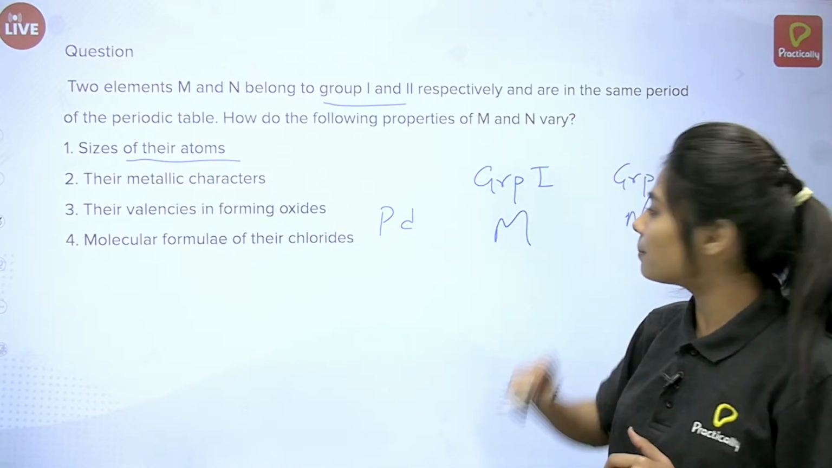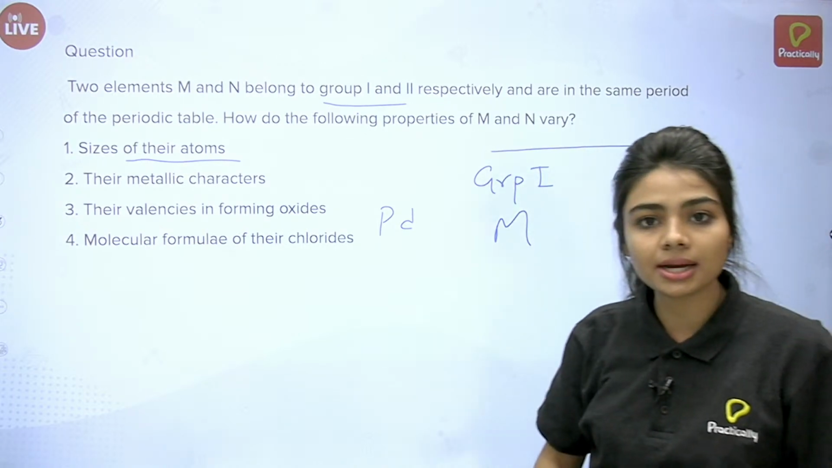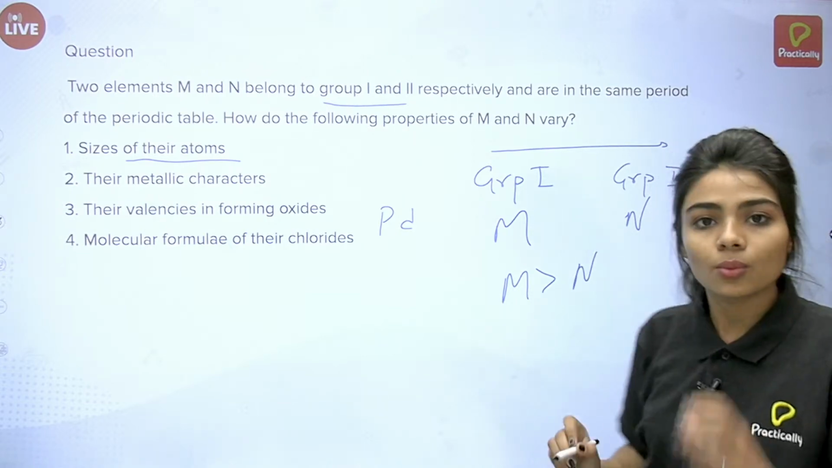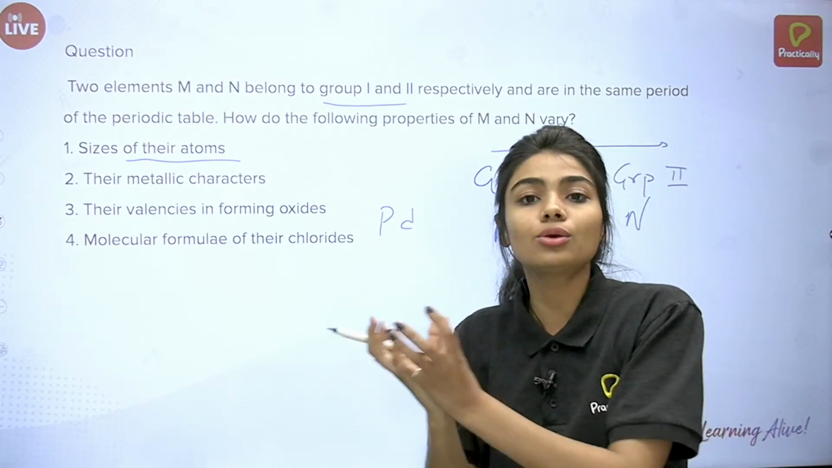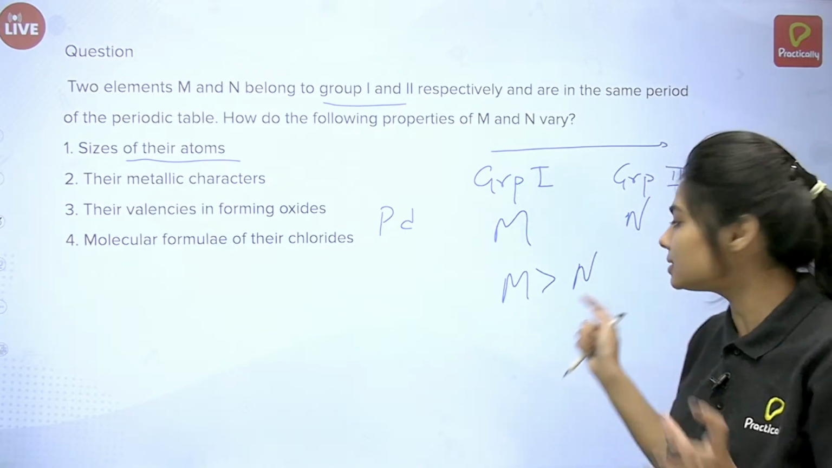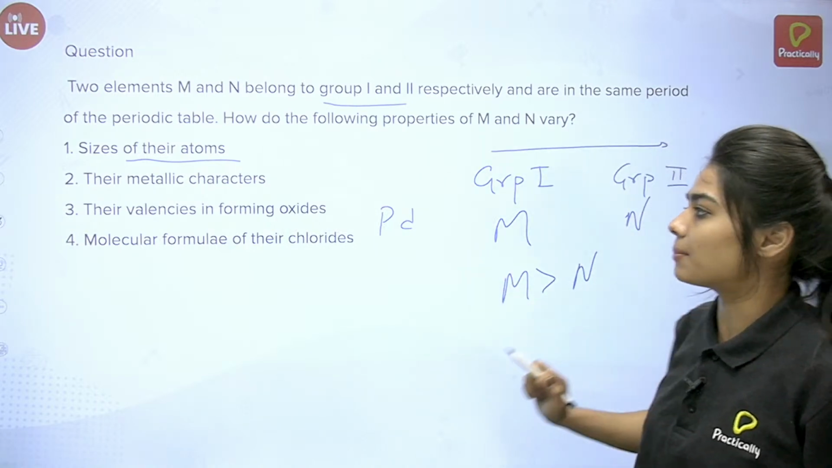If I compare the size, we are moving from left to right across the period. So M will have a greater size as compared to N. Why? Because of the increase in effective nuclear charge. N will have a lesser atomic size than M. So M is greater in size as compared to N.